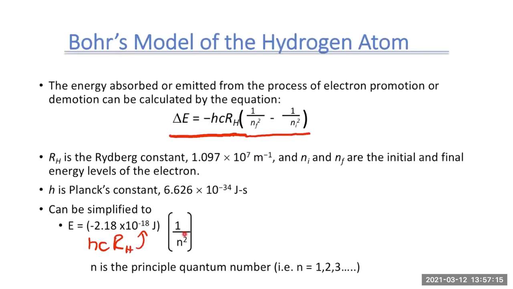And then we can use 1 over n squared as long as our initial state is 1. So we can use this equation as long as the initial state is n equals 1. If it's not n equals 1, then we'd have to use this part up here, the 1 over n final squared minus 1 over n initial squared. But we can still use this number here, the constants all multiplied together.